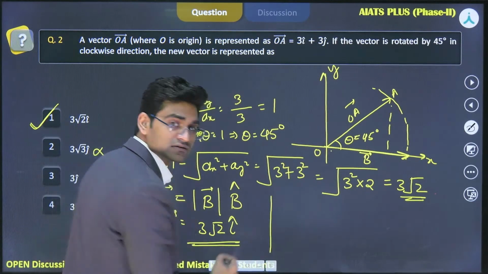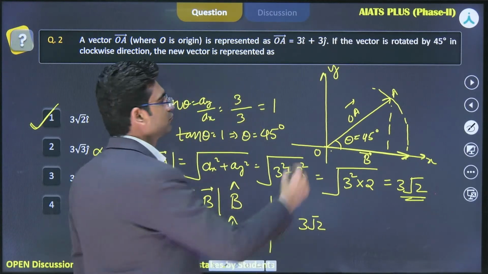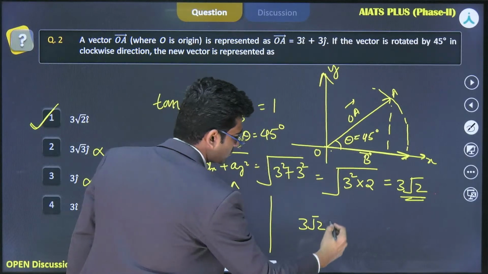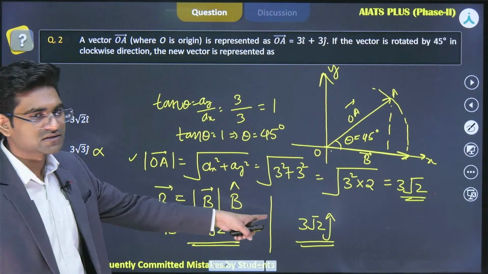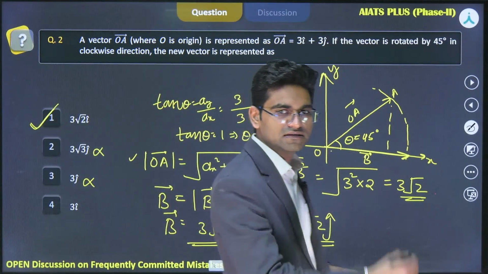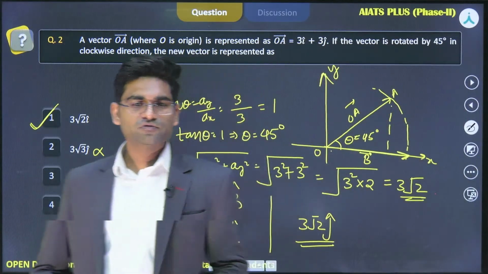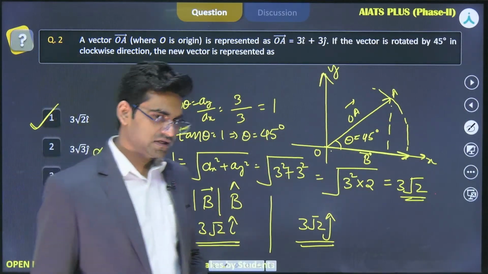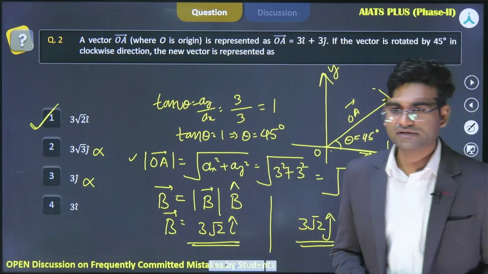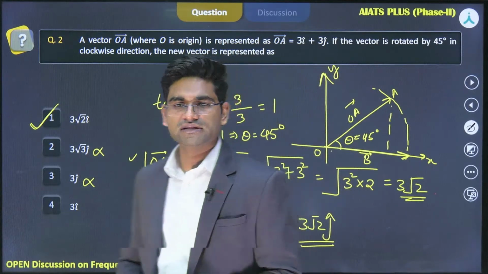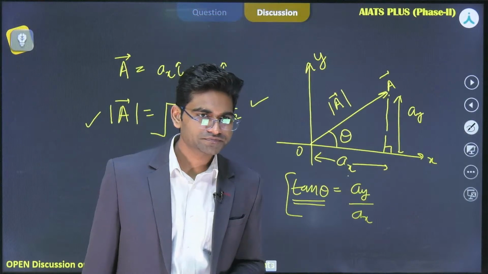What would be the answer? The answer would be 3 root 2, and the vector would be in y direction, right? So this will become 3 root 2 j cap. This would be the answer if I change the question and rotate it in anti-clockwise direction. Any problem so far? Okay. Have you understood this concept clearly? So if you get this kind of questions in your exam, then you will be able to deal with them, right? Okay. So let's move to another question then.